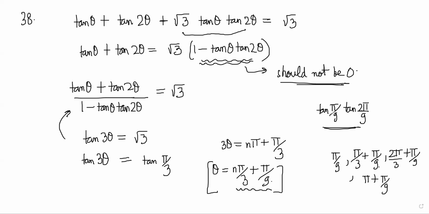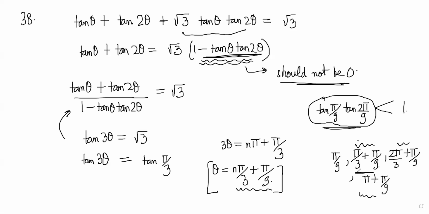Pi by 9 is like 20 degrees, 2 pi by 9 is 40 degrees. Both of these values are less than 1, so the product cannot be 1, right? Yes, sir. I'm just checking to make sure that none of my answers is giving this. If it is becoming 0, then I cannot do this division, and that answer has to be excluded. But none of these will become 0, because for the example, this product is less than 1.